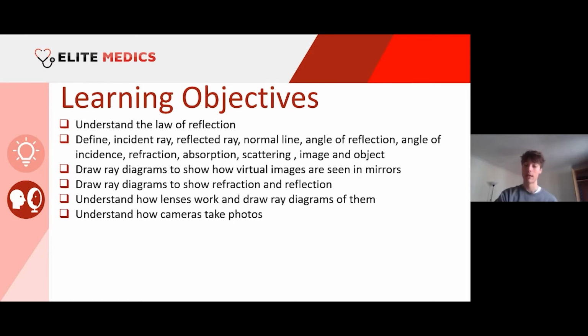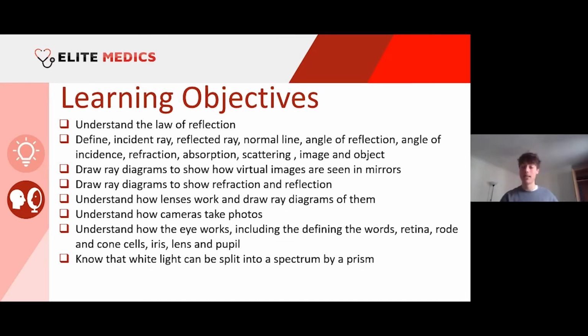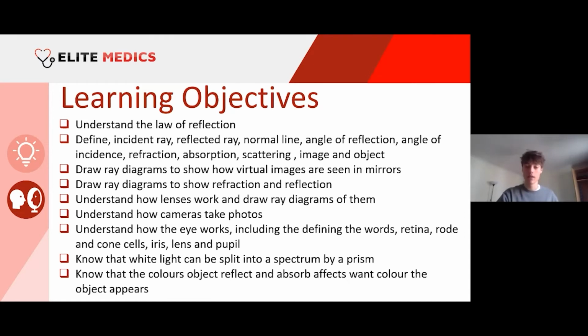Going to try to understand how cameras take pictures and how the eye works. And look at how white light can actually be split into a spectrum by a prism, similar to what we saw at the start of this lesson. And finally, the colors of objects depends on what they reflect and what they absorb.